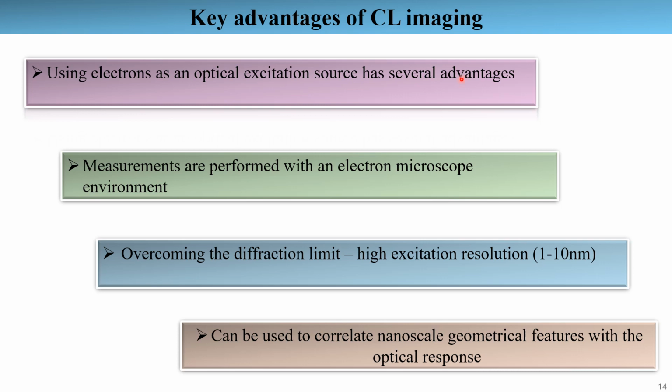These are the key advantages of CL imaging. Using an electron as an optical excitation source gives superior resolution in electron microscopy. CL measurements are performed within an electron microscope environment. Also, in CL we can overcome the diffraction limit. It gives high excitation resolution in the 1 to 10 nanometer range, and CL can be used to correlate nanoscale geometrical features with the optical response.